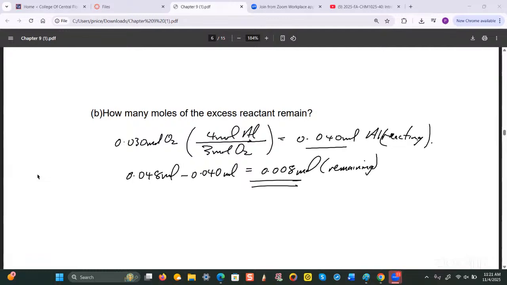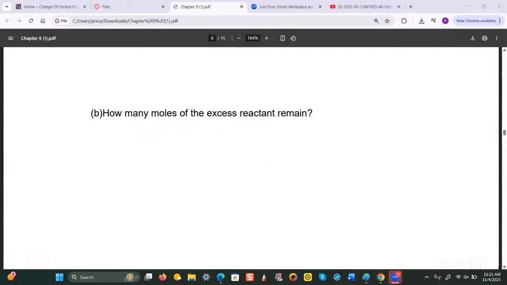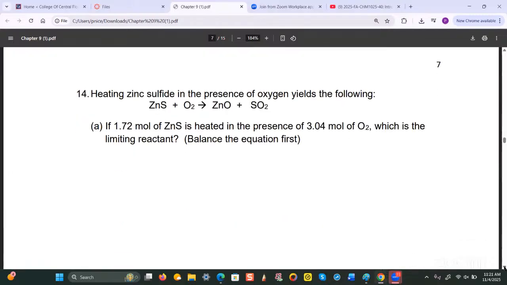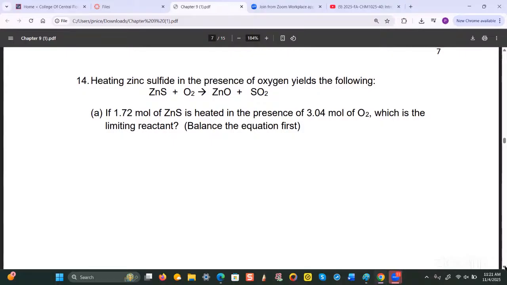Let me clear this here. Again, same idea, but this time the equation given is not balanced. So we have to take care of that first before we can even do anything else. So let's balance this equation. How would you go about balancing this equation here?